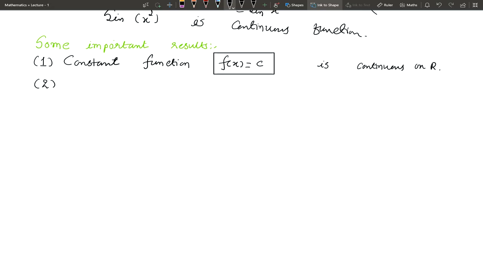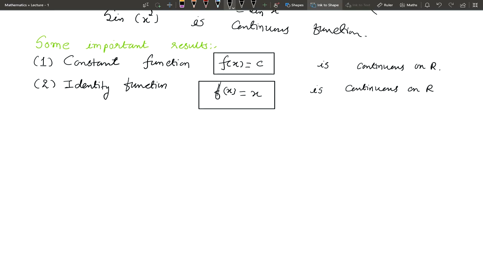Second, identity function. We know the definition of identity function, I_R of x equal to x. Here we define identity function f of x equal to x, which is continuous on R. Identity function f of x equal to x is continuous on R.